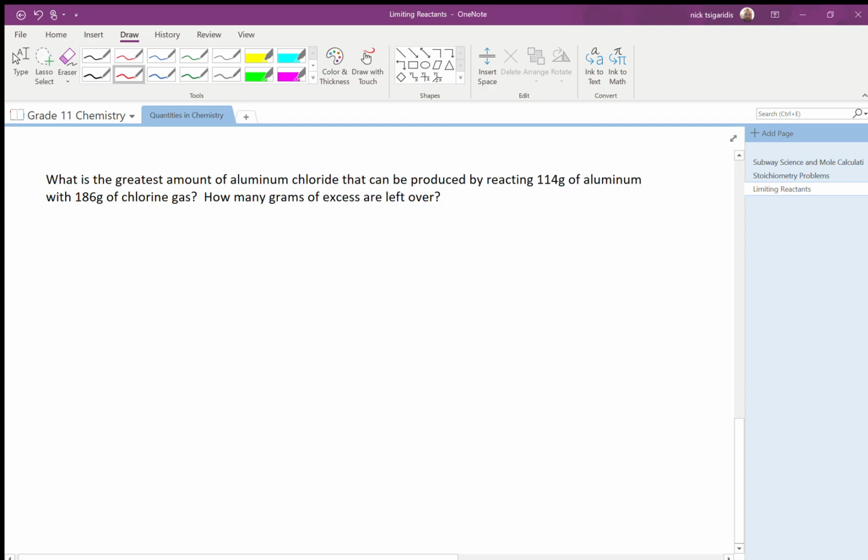The first thing we got to start off with is our balanced chemical equation. We know that we have aluminum reacting with some chlorine gas. So chlorine gas is diatomic, aluminum is a solid, and that will produce some aluminum chloride, AlCl3, and that's a solid.